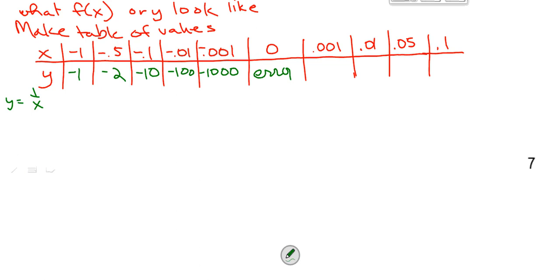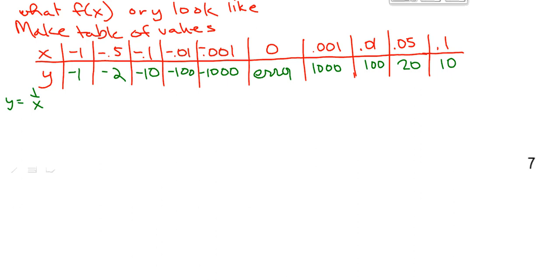And then at 0.001, we get 1,000. Then at 0.01, we get 100. At 0.05, we get 20, and at 0.1, we get 10. So I just put a variety of values, then I want to look at what's happening.